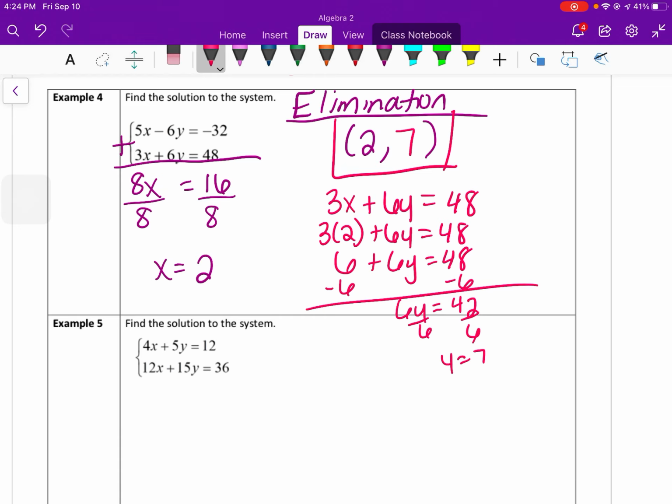You could check this answer by plugging the 2 and 7, into the x and y into both of these equations, and you should get, in the top one you get negative 32 equals negative 32, and the bottom you should get 48 equals 48. So when you plug this back in, it should make both the equations true. That's one way to check your answer.